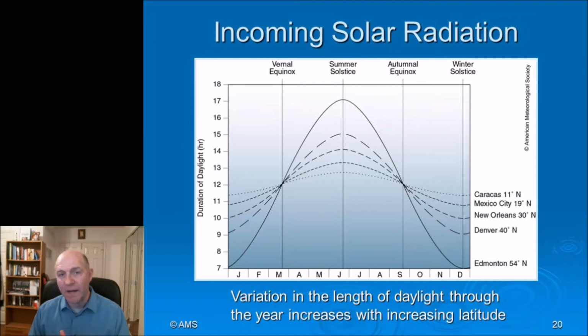Conversely, you go to Caracas, Venezuela, at 11 degrees north latitude, and there is a little more daylight during the summer than there is during the winter, but not as much of a variation because they're so much closer to the equator. And this is just one of those geometry things. You know, the Earth is tilted on its axis, it's round, so different parts of the Earth are going to get more daylight at different times of the year, depending on their latitude.